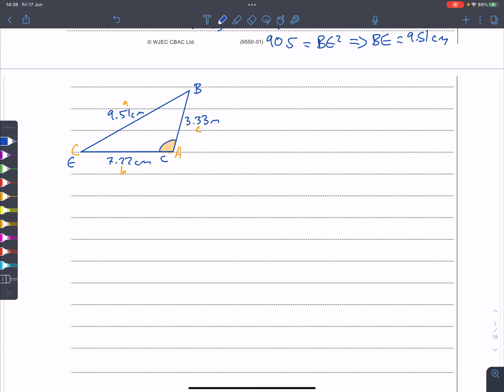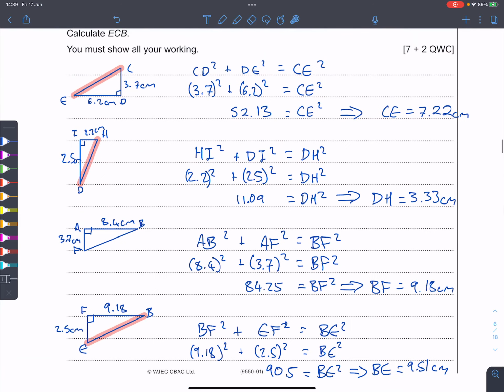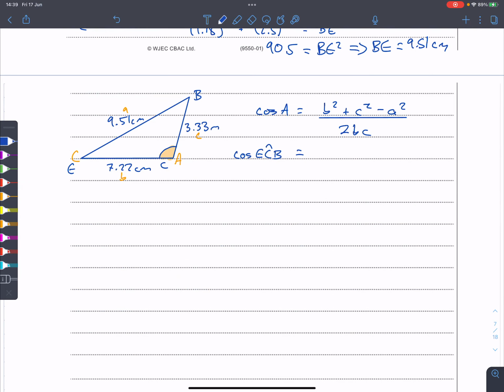So if I write down my cosine rule, which is cos A equals B squared plus, minus my, so I may as well use the notation that we've been given for the angle, so cos of ECB equals, okay, so now my B squared is 7.22 squared. Now my 7.22 squared, my 7.22 is coming from here, so it's going to be 52.13. So I don't need to square that because that's 7.22 squared.